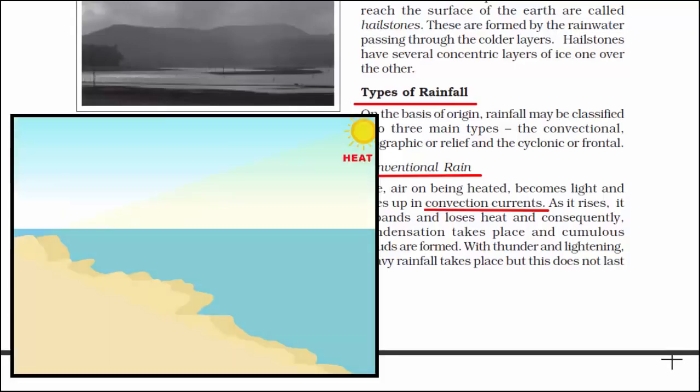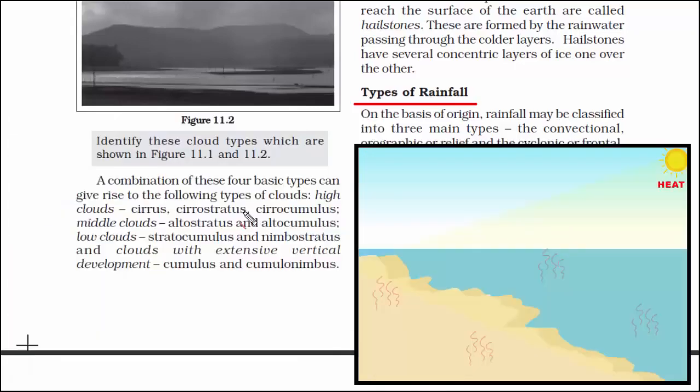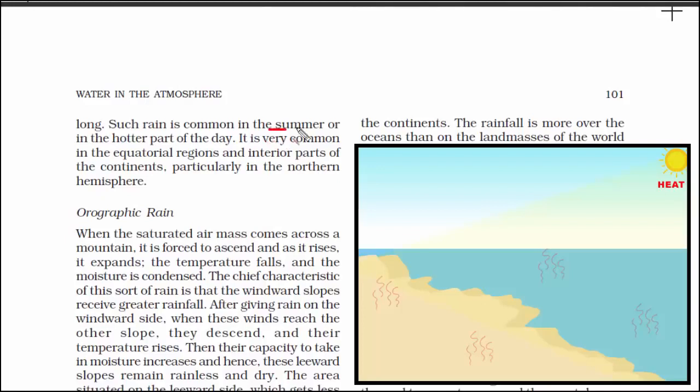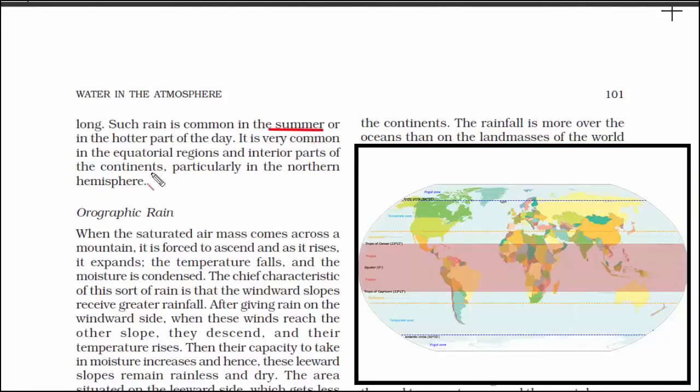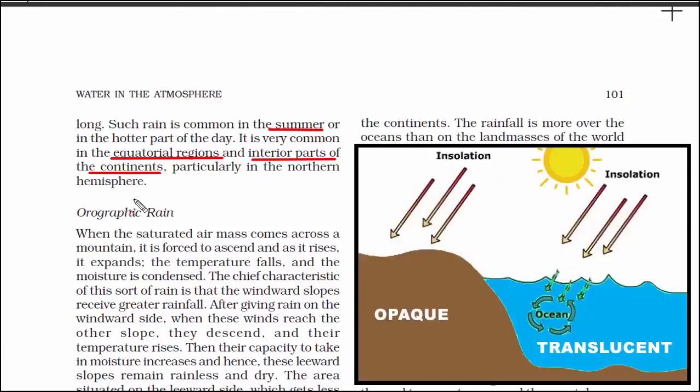So if you see, it all starts with warming of air. For that, the ideal weather condition has to be during summer season. And the ideal location has to be equatorial region because we know that equatorial region receives sun rays all throughout the year. And if we go a little further, convectional rain is very common in the interior parts of the continent because land surface heats up faster than water surface.